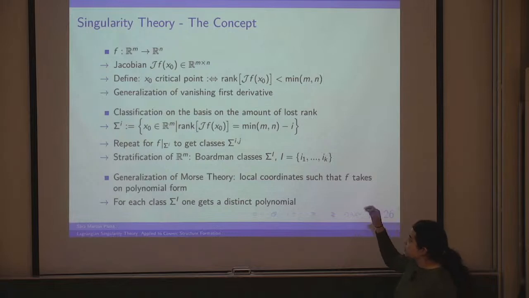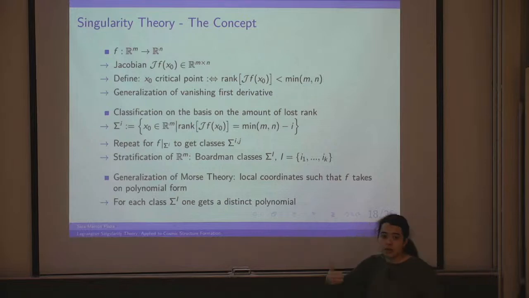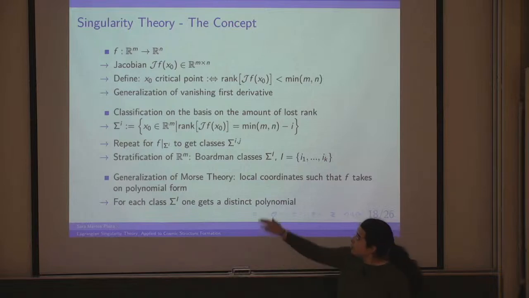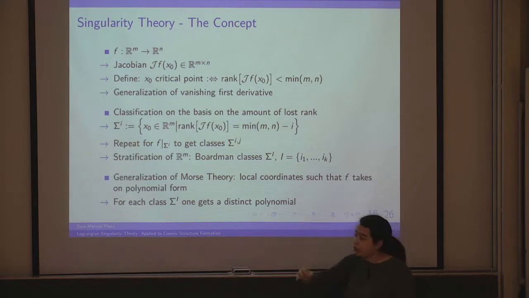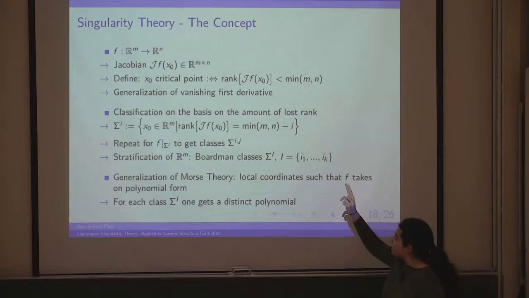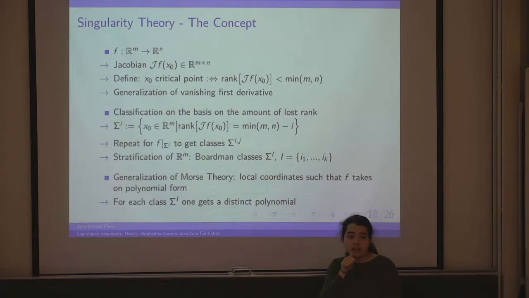And this is the first thing that defines singularity theory in comparison to Morse theory, which is the case where you restrict yourself to functions from R^m to R. So you not only say the first derivative has to vanish, you say the rank has to be less than maximal. And then you can start classifying on the basis of how many ranks you lose. If you lose one rank, you have one type of critical point. If you lose 2, another type. If you lose 3, another type, and so on and so forth.